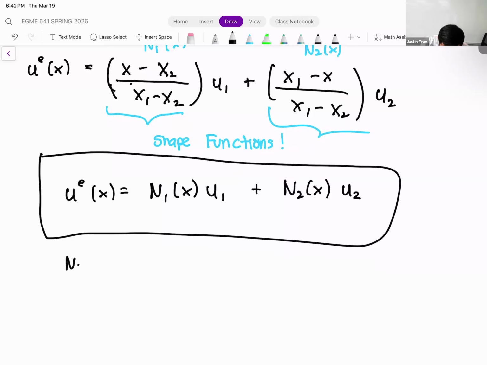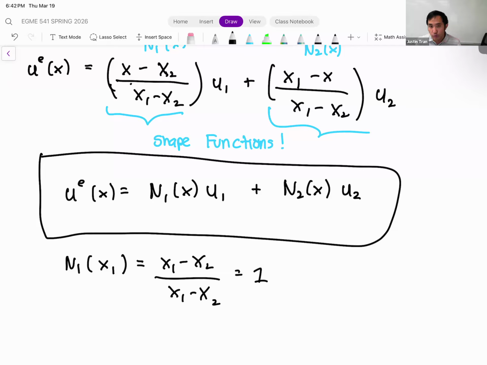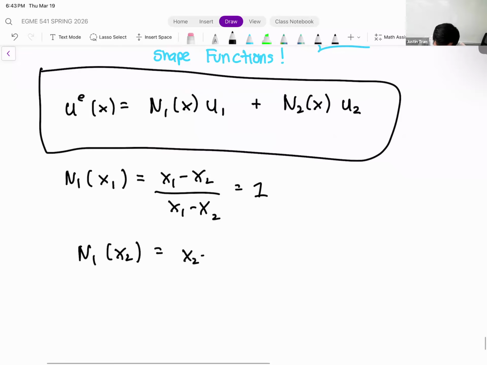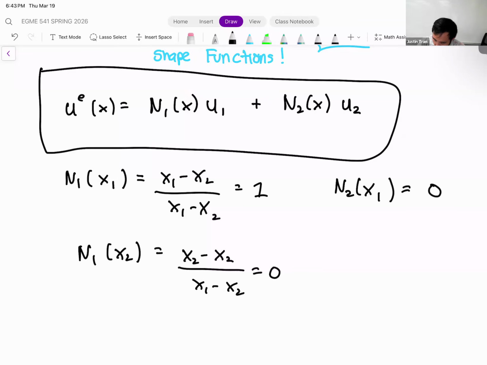Okay. So n1, right? When you evaluate a shape function at the node where it's specified, you should get 1, right? So if you evaluate n1 at x1, okay, you get x1 minus x2 divided by x1 minus x2 is equal to 1. Okay. But if you evaluate a shape function at a different node, so a node that is not corresponding to its number, you should get 0. Okay. So n1 at x2, right? We plug in x2 for n1, we get x2 minus x2 divided by x1 minus x2 is equal to 0. Okay. And you can do the same exercise for n2. So n2 evaluated at x1, you should get 0, but n2 evaluated at x2 is equal to 1. Okay.